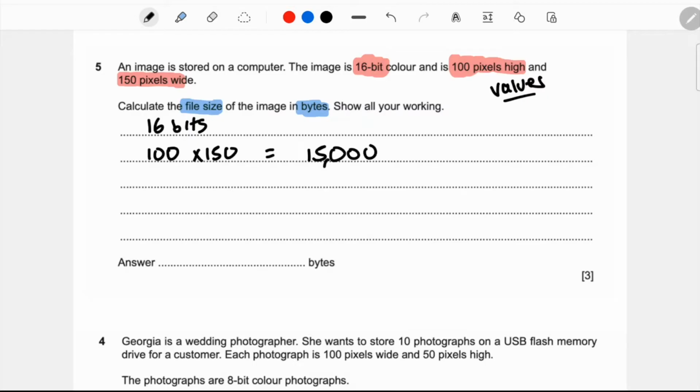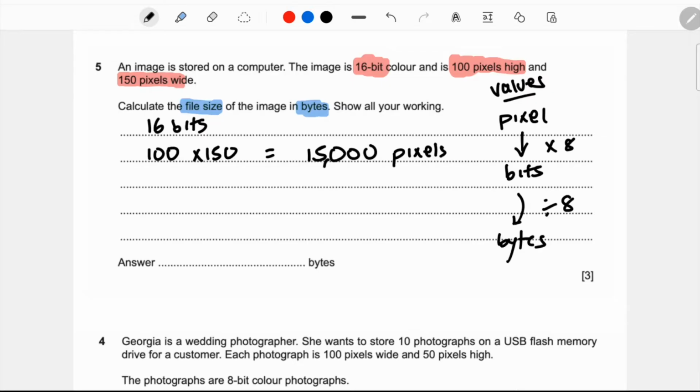Now what we just found was 15,000 pixels. That is how you look at screen resolution. But remember, we need to make these pixels into bytes. How do you do that? That's an easy step process. To convert pixels into bits, we multiply everything by 8. To make bits into bytes, we divide by 8.